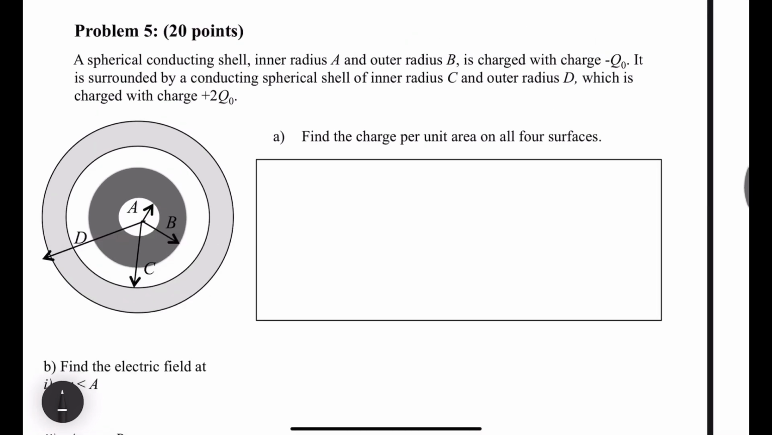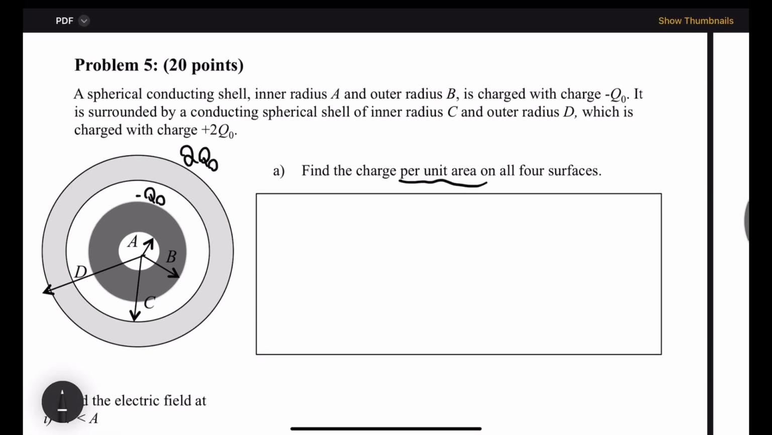For number 5, we have a spherical conducting shell of inner radius A and outer radius B, and the inner shell has a charge of negative q naught. It is surrounded by another conducting shell of inner radius C, outer radius D, which has a charge of plus 2 q naught. So there's a plus 2 q naught out here. And part A is asking us to find the charge per unit area on all 4 surfaces. So remember that Q is equal to sigma dS. And it wants us to find charge per unit area, which is sigma. So sigma is charge divided by A, the area.